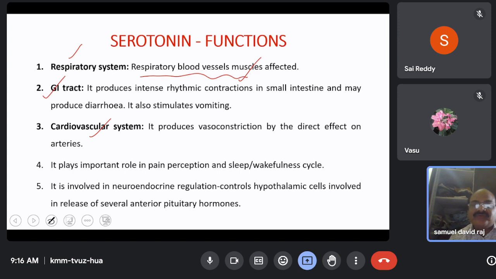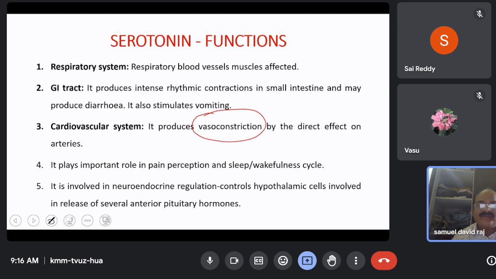Secondly, it produces intense rhythmic contractions in the small intestine so that it may lead to diarrhea and sometimes vomiting. So, vomiting and loose motions, that is diarrhea, are related to serotonin. And thirdly, it has a vasoconstrictor effect on the arteries. Vasoconstriction of arteries is its third important function.